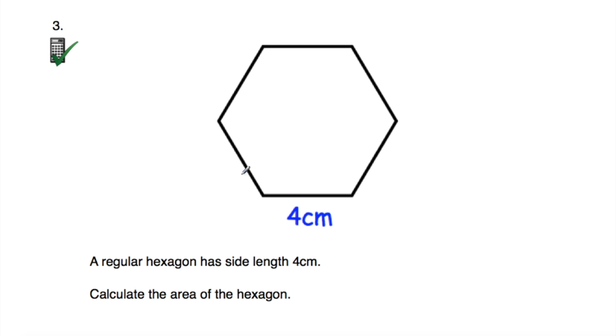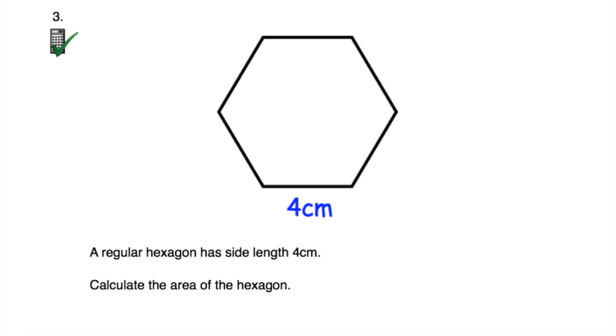So question number 3, we've got this regular hexagon and we're told the side length is 4 centimeters and we've been asked to work out the area of the hexagon. So this time we don't have part A and part B and part C to help us, so we're going to have to remember those steps. If I wanted to find the area of this regular hexagon, I would cut it up into triangles, so equilateral triangles. So I've chopped it up into 6 identical equilateral triangles.